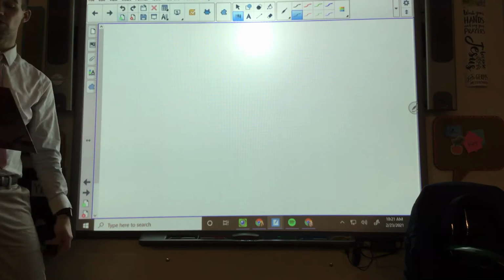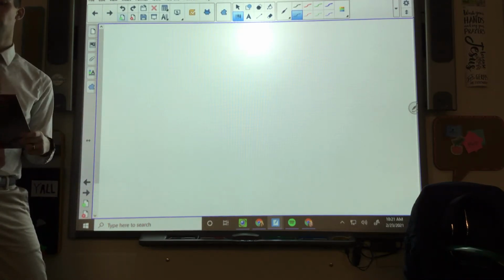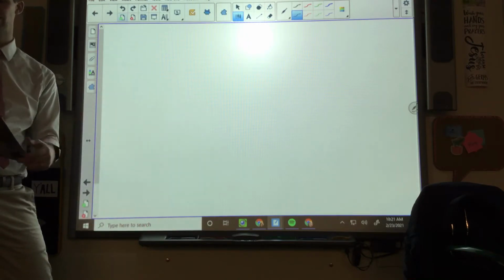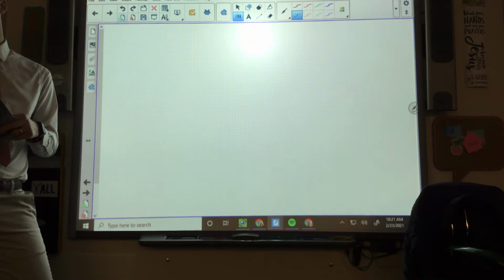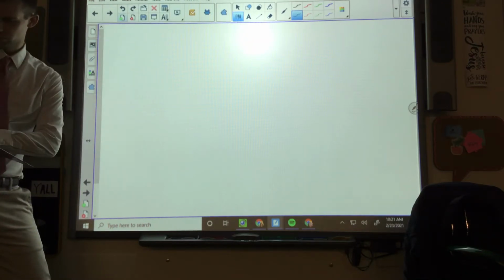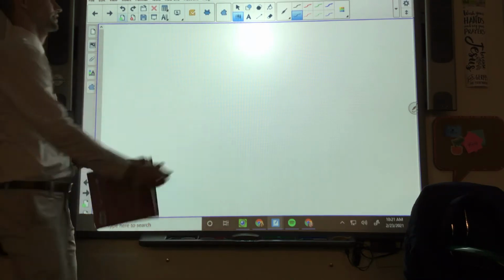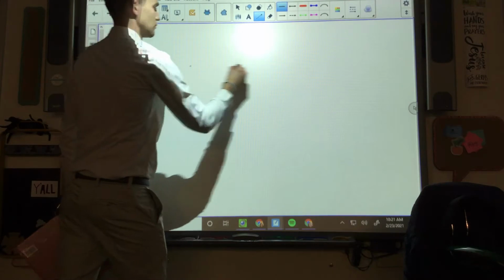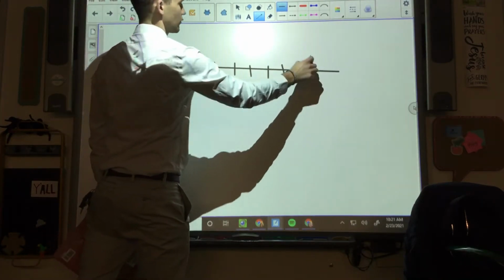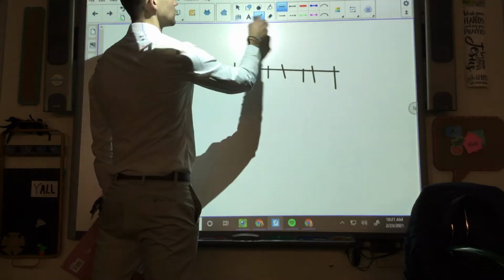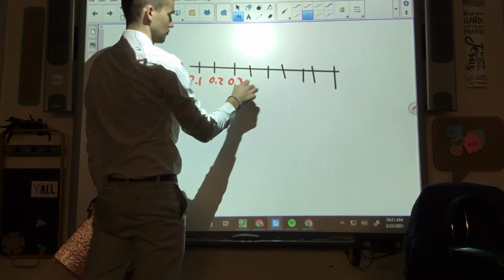Bottom of the top of the next page. If I have decimals, it says represent decimals from 0.1 to 0.9, from 1/10 to 9/10, on a horizontal number line. Use an interval of 1/100 for each. Is this the right page? Yeah. From 1/10 to 9/10: 1/10, 2, 3, 4, 5, 6, 7, 8, 9.